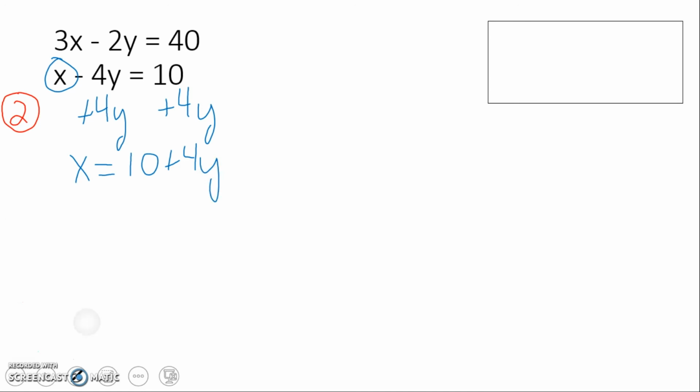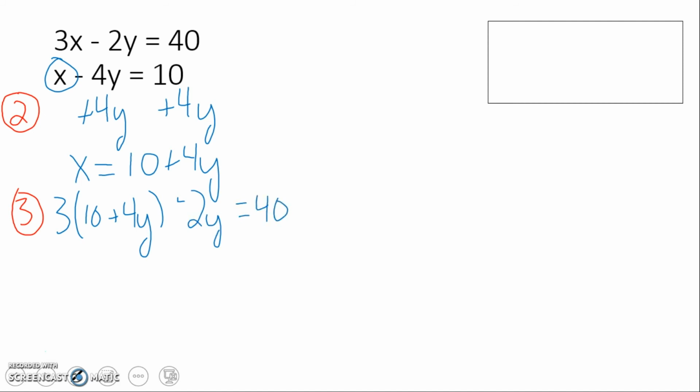And then the next step is going to be the substitution. I'm going to take the first equation and substitute that 10 plus 4y in. We'll get 3 times 10 plus 4y minus 2y equals 40. Distribute that 3, get 30 plus 12y minus 2y equals 40. And then combine like terms.